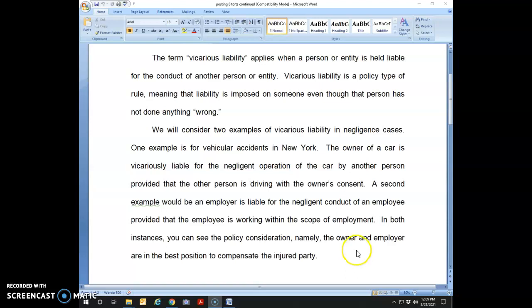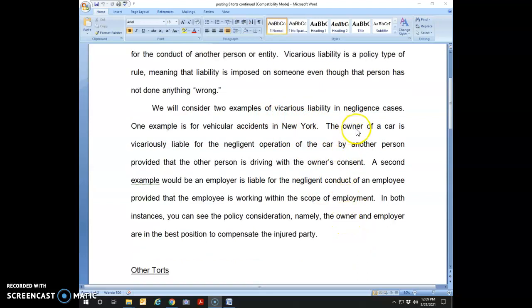And we're going to take a look at two examples of vicarious liability. One is in a car accident, and a second one would be employer-employee. But let's stick with the vehicle first. The owner of a car is vicariously liable for the negligent operation of the car by another person, provided that the other person is driving with the owner's consent.